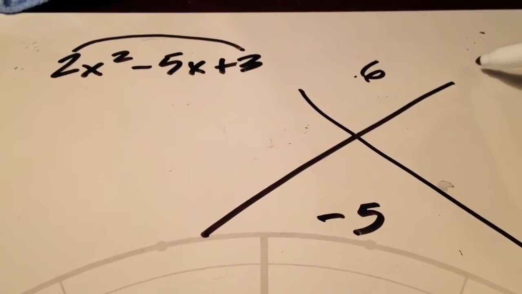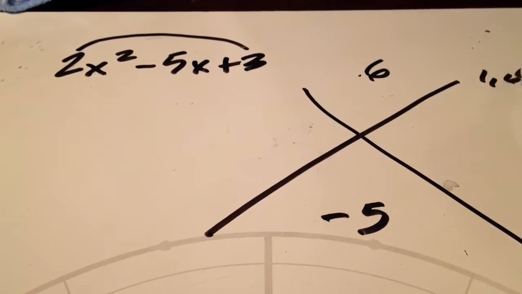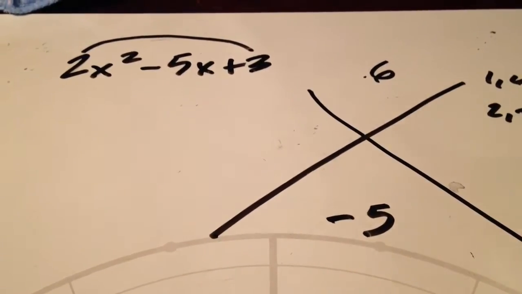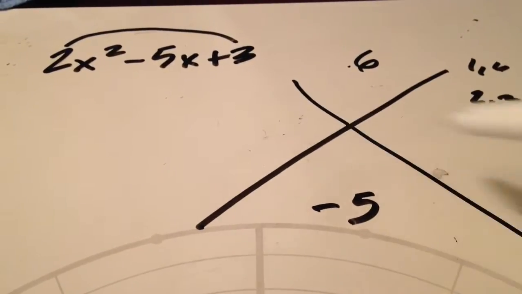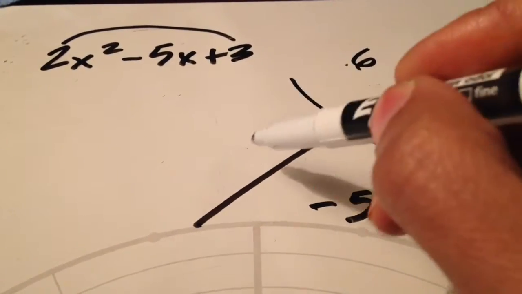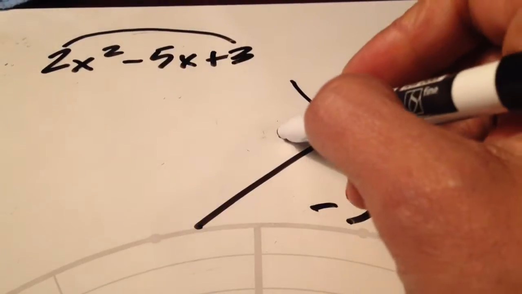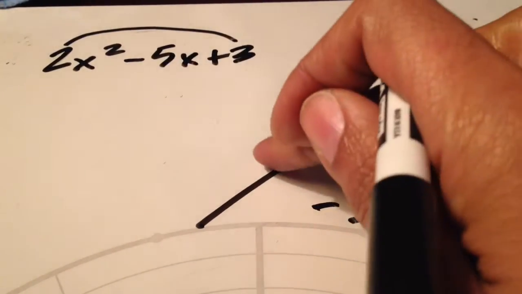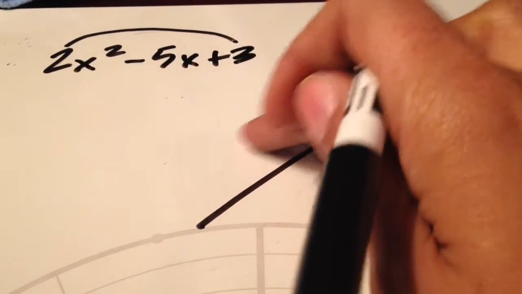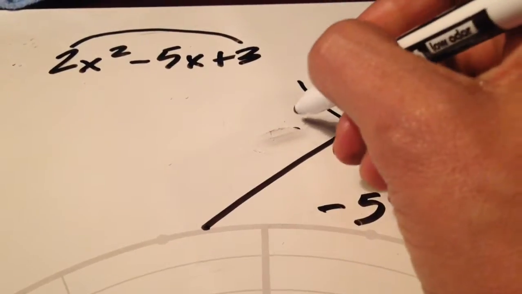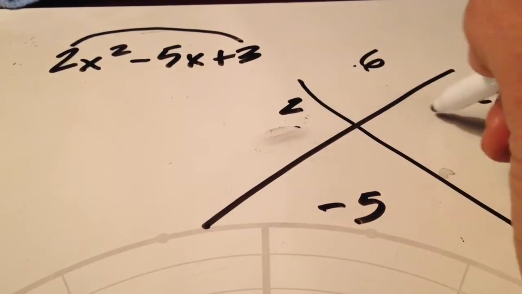Like if it's not so obvious, I would list 1 and 6, 2 and 3. And I don't worry about the signs until I fill them in here. So obviously it's 2 and 3. Well, let me move that up a little bit. You'll see why in a minute. So I'm going to put the 2 up here, and the 3 over here.